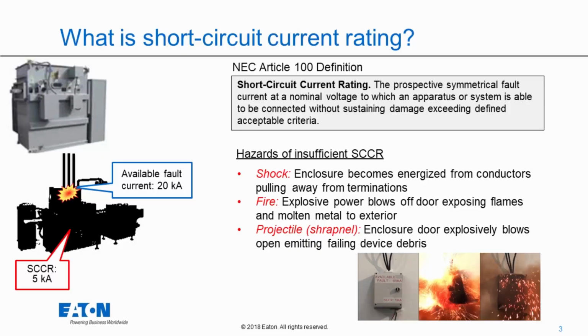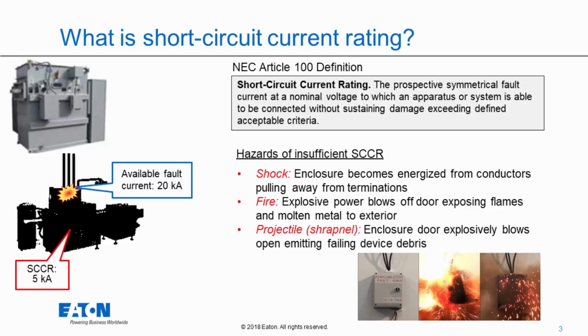So the first, probably most important definition that we have is what is short circuit current rating. Short circuit current rating is defined as the prospective symmetrical fault current at a nominal voltage, which an apparatus or system can be connected to without sustaining damage exceeding defined acceptable criteria. And that last part's actually very important, right? Without sustaining damage exceeding defined acceptable criteria, which of course implies that there can be a little bit of damage.